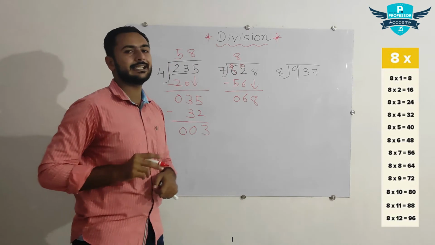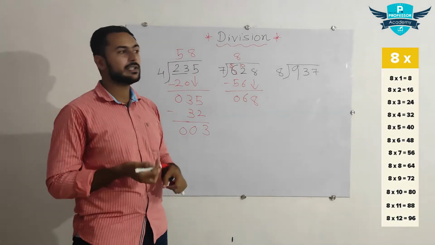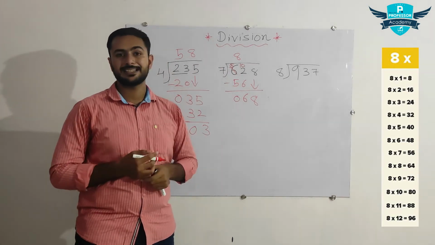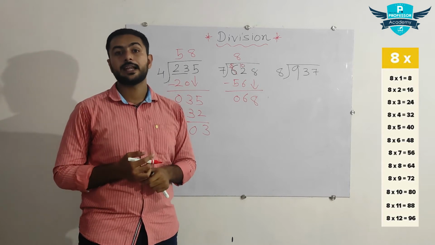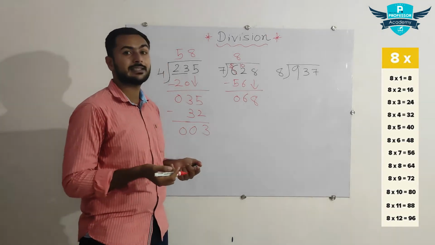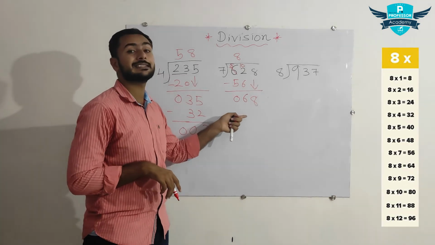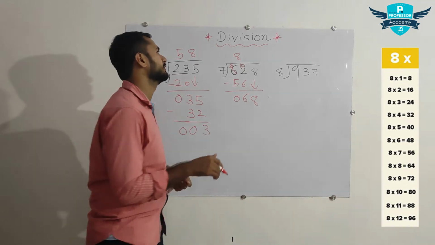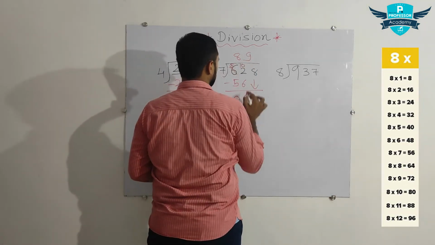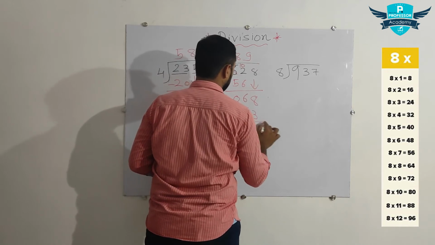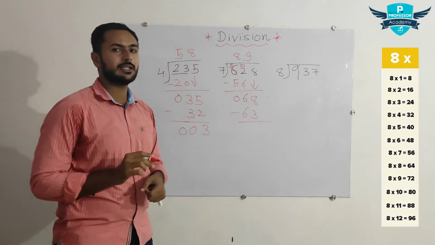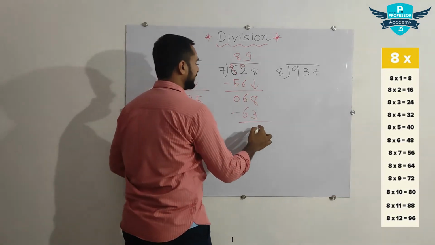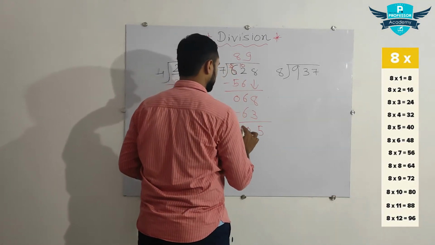Now the new number is 68. Again identify 68 in the table of 7. Is it there? No, because 7 nines are 63 and 7 tens are 70, but 70 is bigger than 68. So we will use 7 nines are 63. Do the subtraction for the number. It will be 8 minus 3 is 5 and 6 minus 6 is 0.